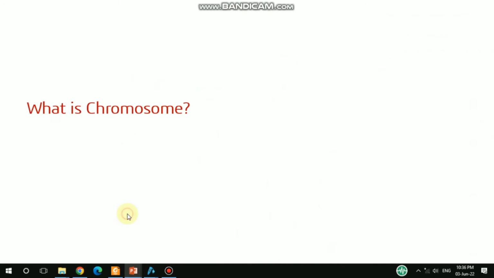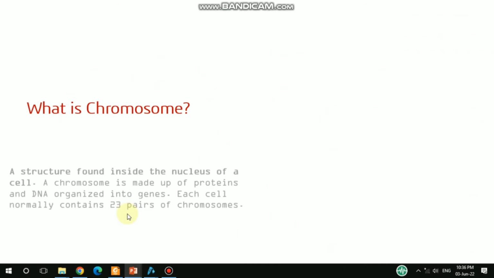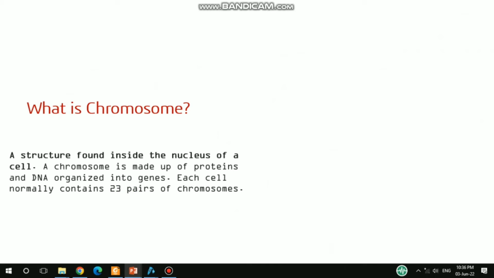Next is what is a chromosome. A chromosome is a structure found inside the nucleus of a cell, made of proteins and DNA organized in a very well organized manner, and each human cell normally contains 23 pairs of chromosomes.